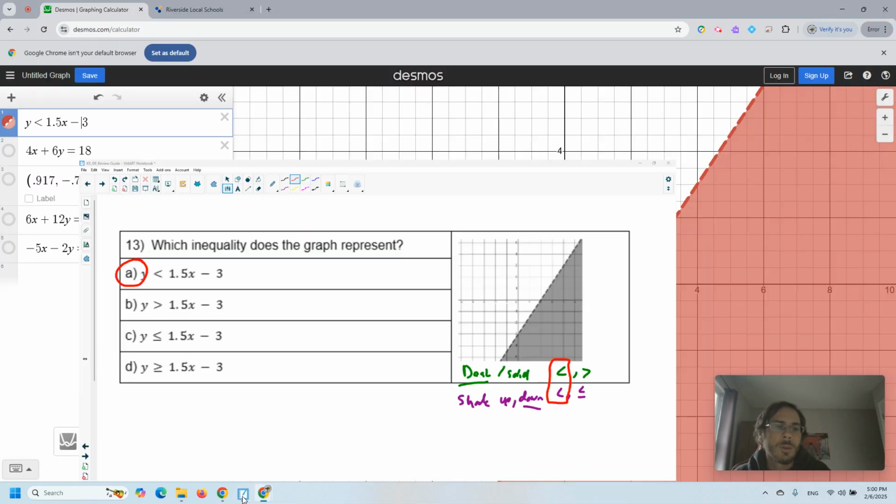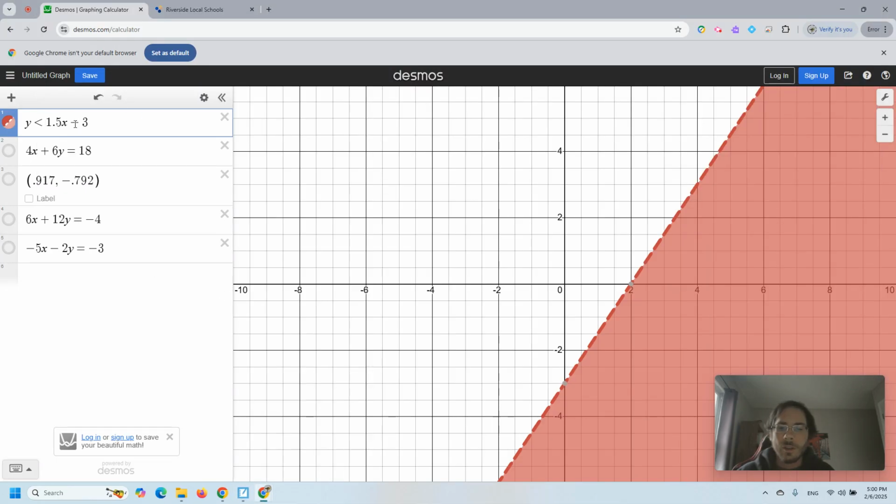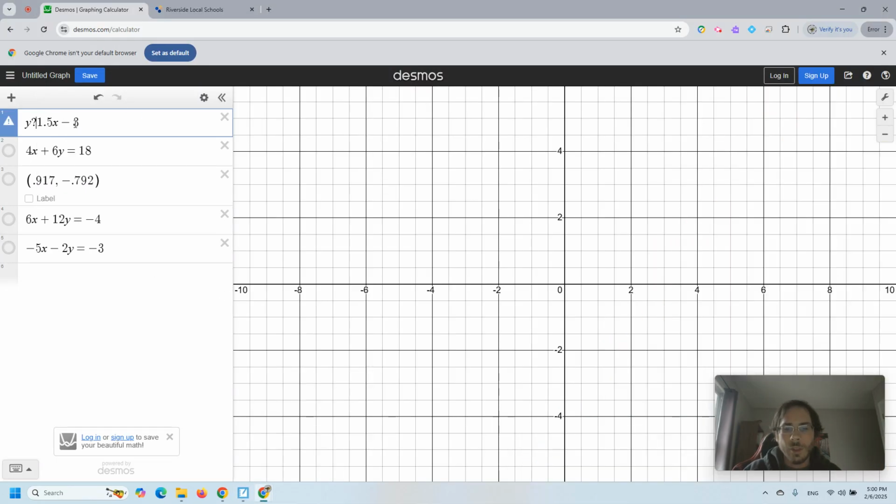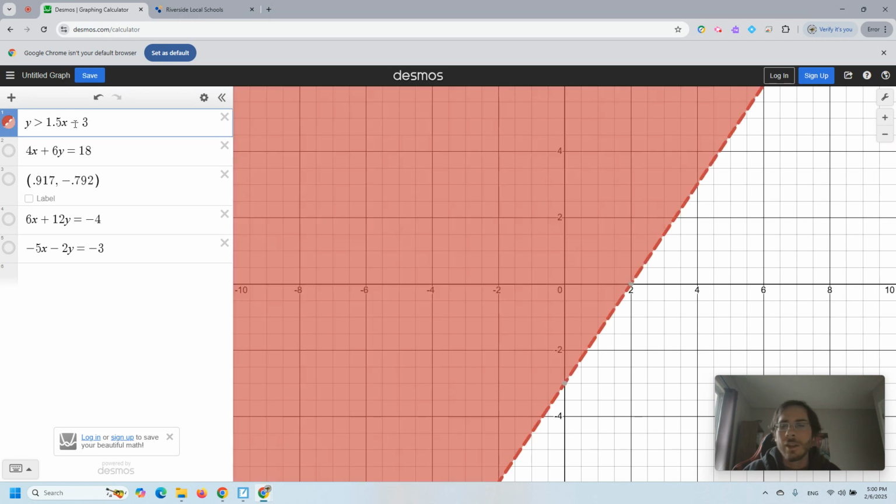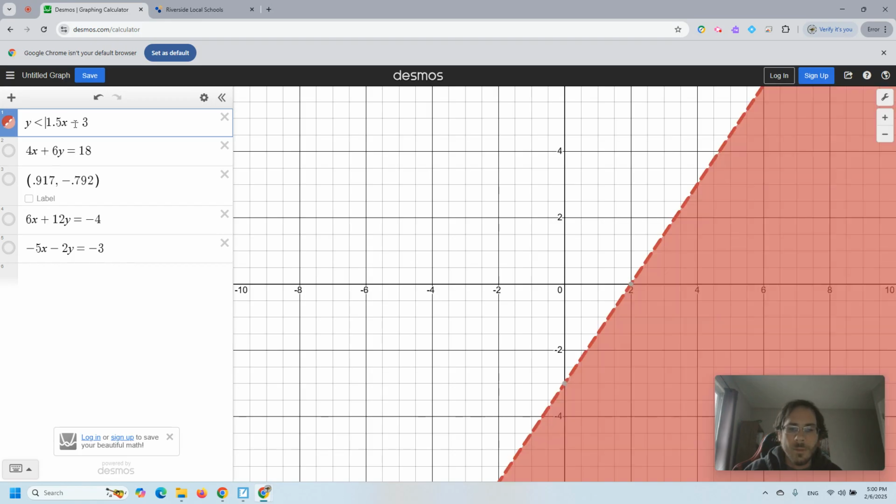Again, the only thing that's different between these is going to be this thing. So that's why I got tricked, because I'm just looking at the shape. So if I had a plus or greater than, it would be the other side. And again, if we had the or equal to, we would have the solid line, which is wrong.